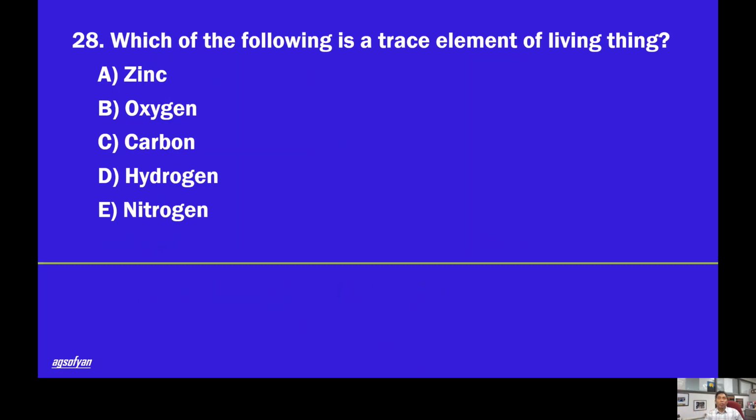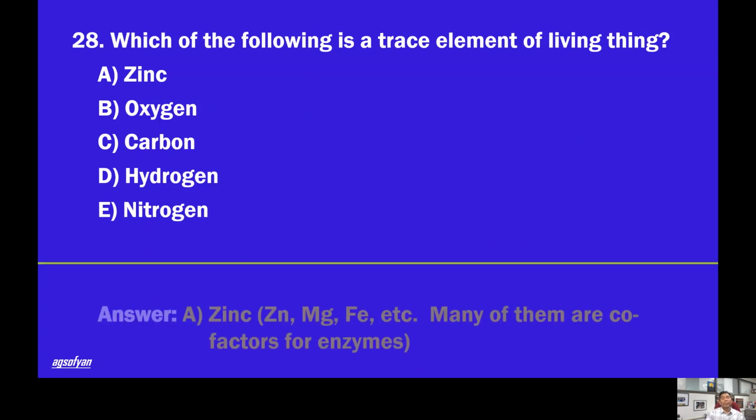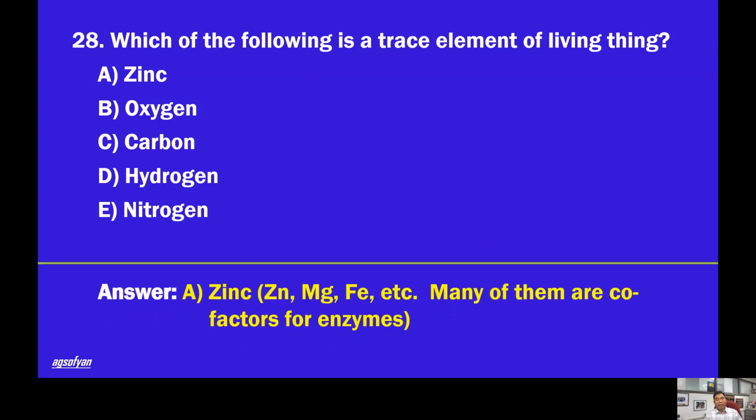Number 28. Which of the following is a trace element of living things? A. Zinc, B. Oxygen, C. Carbon, D. Hydrogen, E. Nitrogen. Choose your answer. Okay, the answer should be A, zinc, because the others are major components. Zinc, magnesium, and iron are trace elements, which are only needed or present in very minute concentrations.